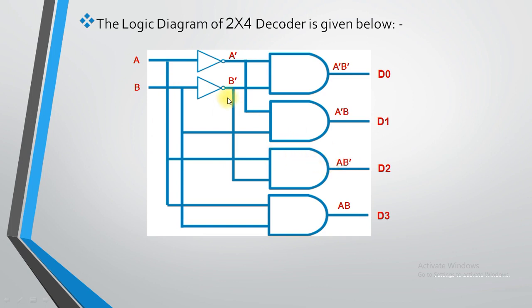B dash would be taken after the inverter and over here B dash. And the last requirement is A B. That means simple cable I need to take from the variable A and another cable I need to take from the variable B.